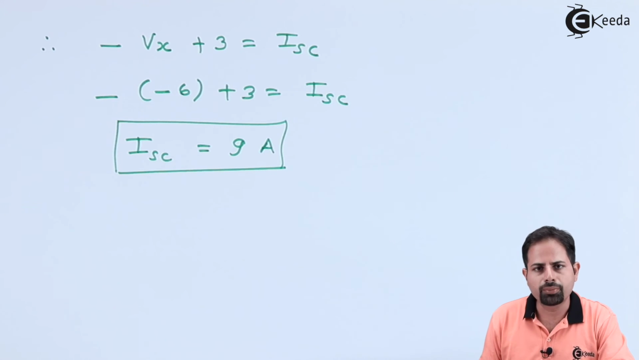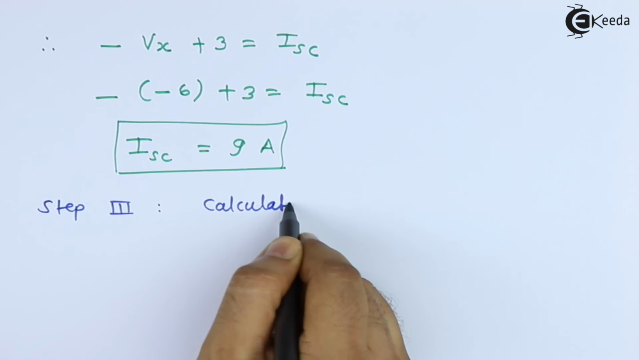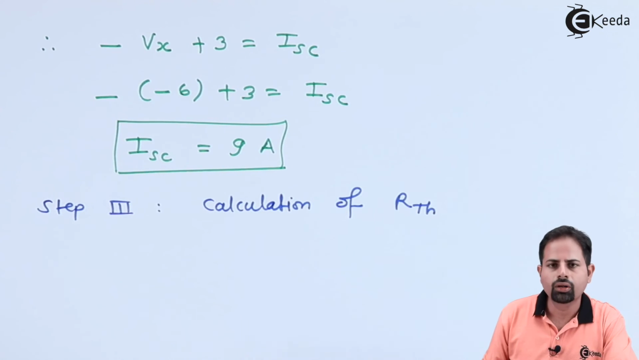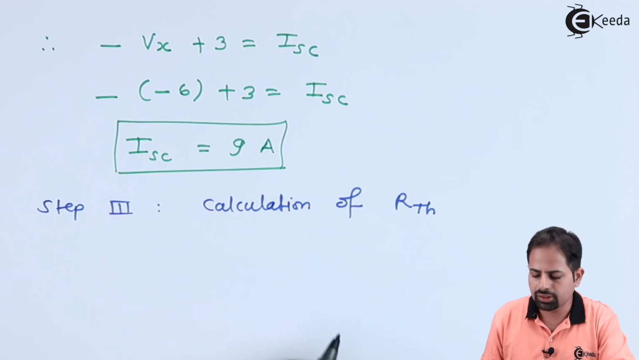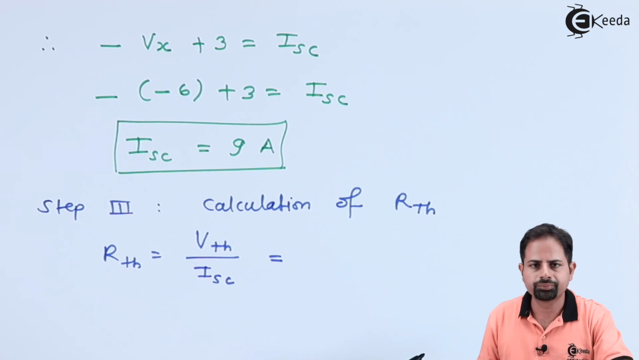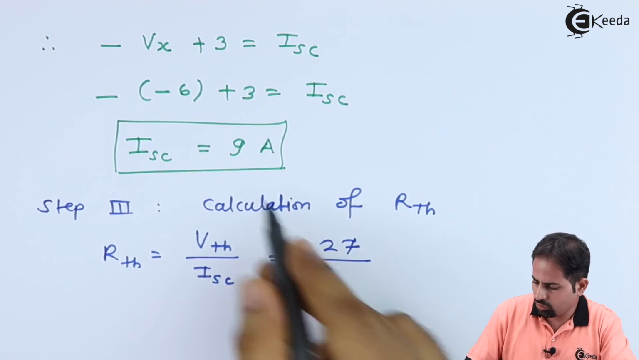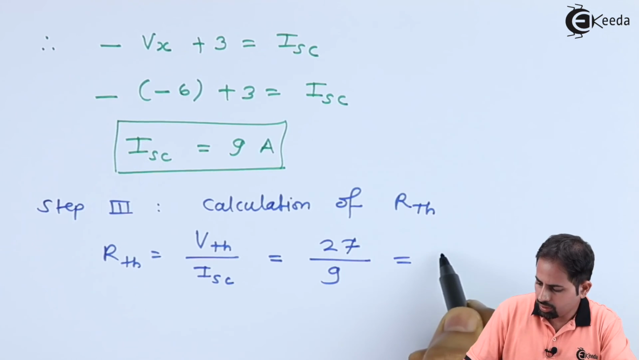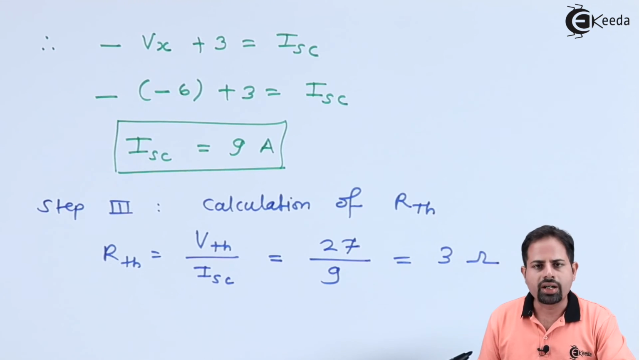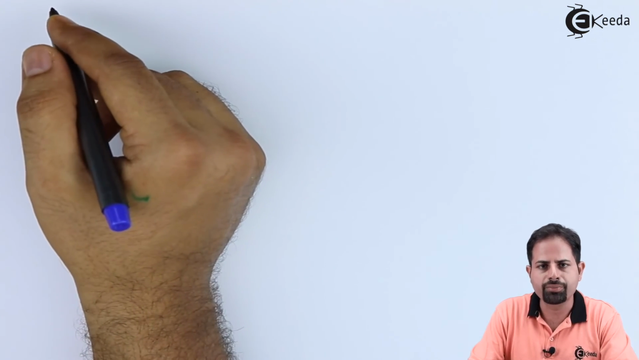Now we know that step number 3 is calculation of RTH. And RTH is VTH upon ISC. So let's check out the values. You can see here VTH is 27 volts and ISC we just now got 9 amperes. So it's going to be 3 ohms. So RTH also we have got. Now the last step is we'll draw the equivalent circuit and we'll get the value of current which is passing through the 6 ohm resistor. So let's move to step number 4.